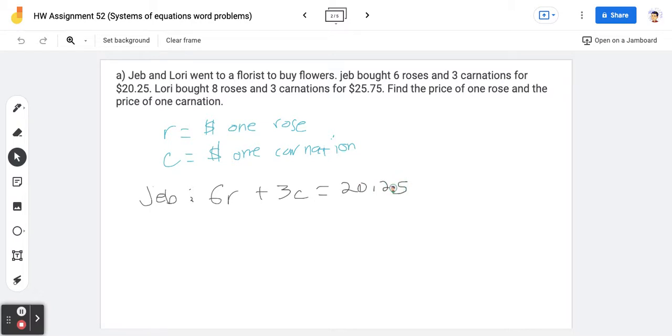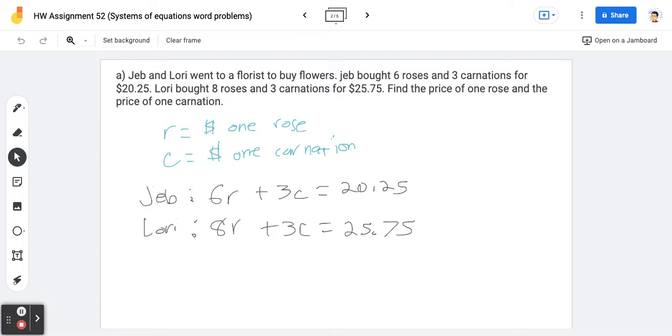All right, Lori bought a total of 8 roses and 3 carnations for a total of $25.75.